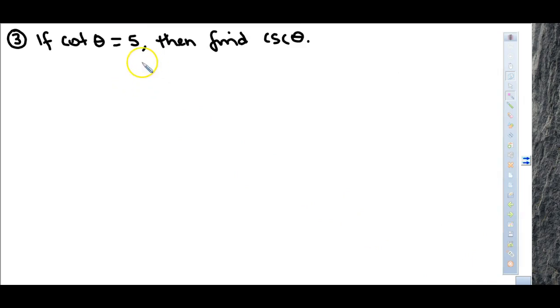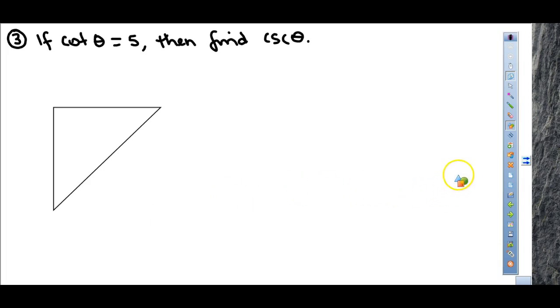Okay? All right. Here we have that if cotangent of theta is 5, find cosecant. So this is just asking for one trig function, but we're going to do it the same way we did a while ago. We're going to sketch ourselves some kind of right triangle. And this is my right angle here. This is theta. Cotangent, I know, is y divided by x. Here, cotangent is 5.